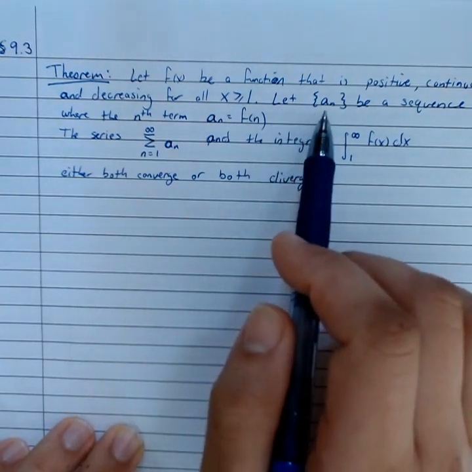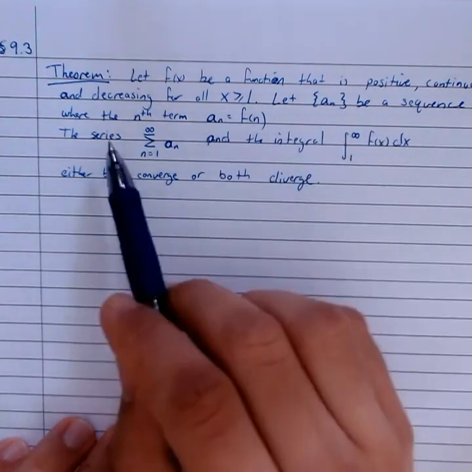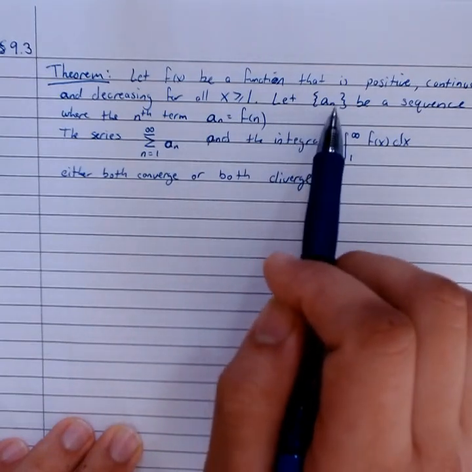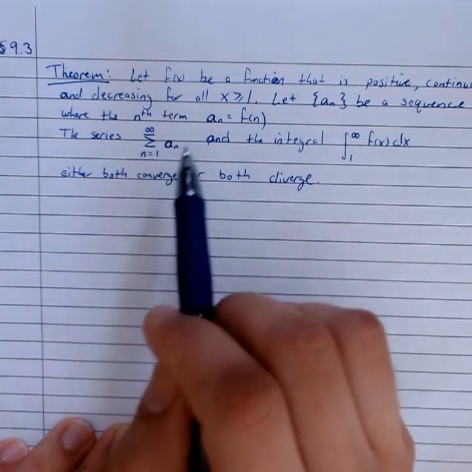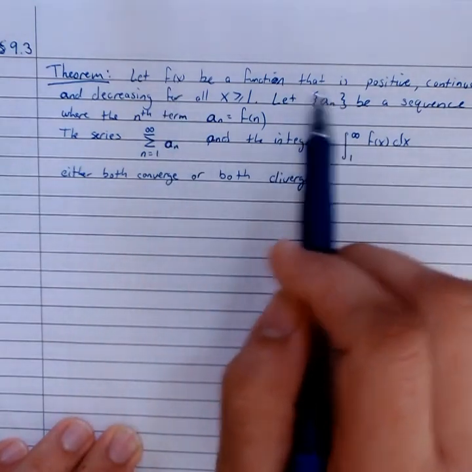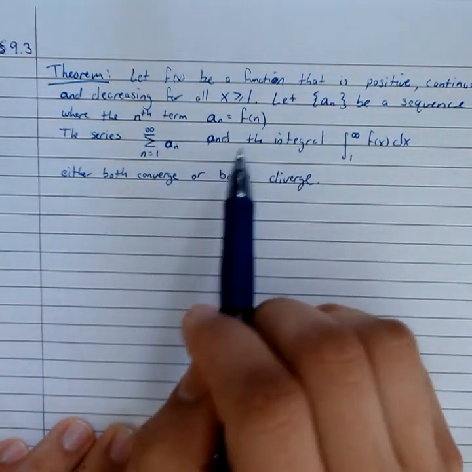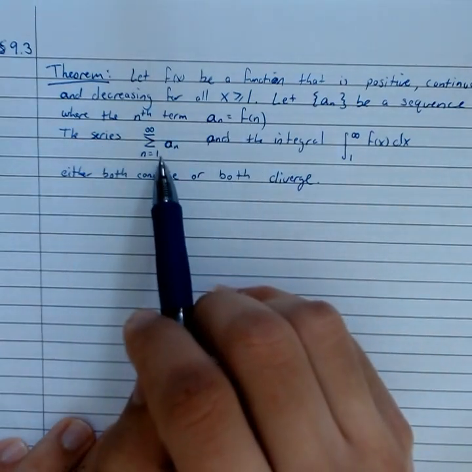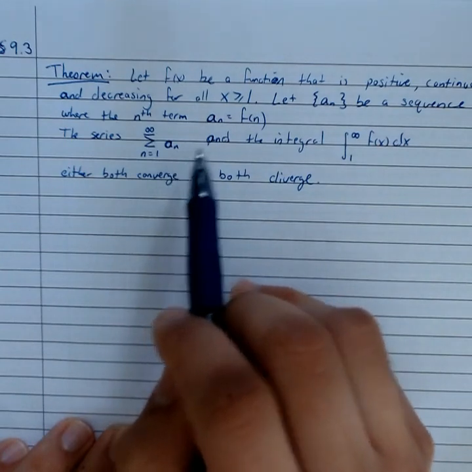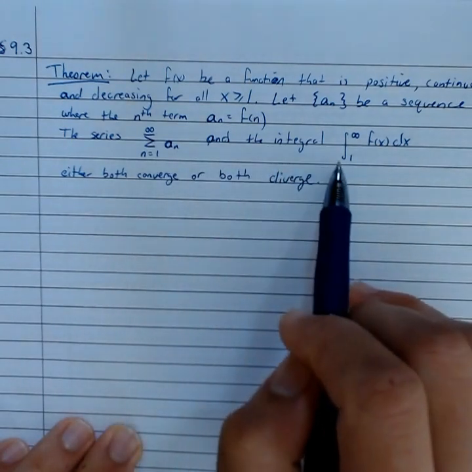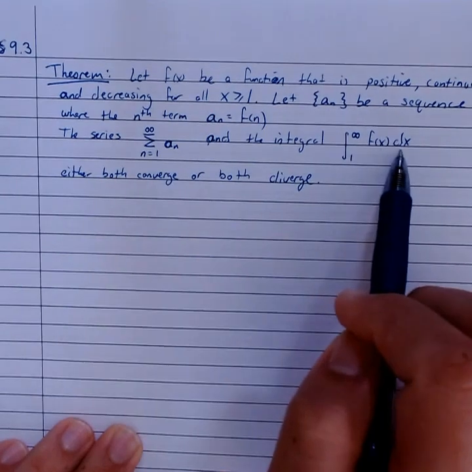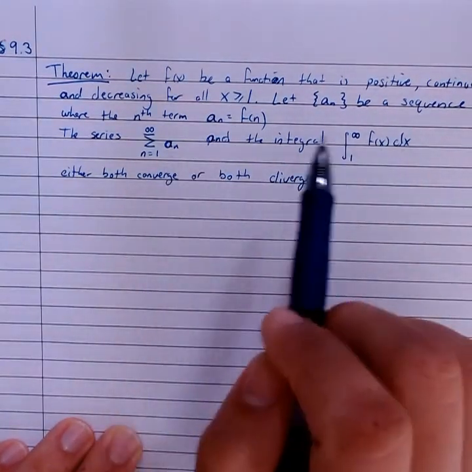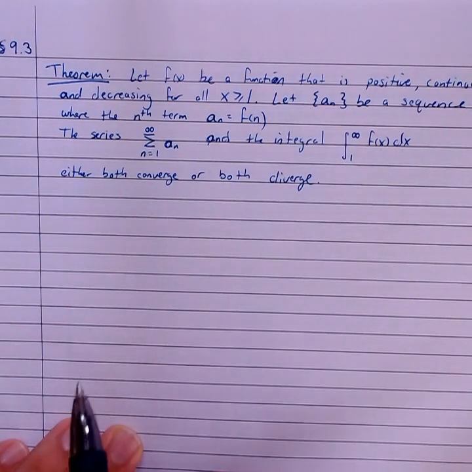Now, let the sequence a sub n be a sequence where the nth term is given by f of n. So if you want the first term of the sequence, plug in 1 into your function. You want the 10th term of your sequence, plug in 10 into your function. So here, the series as n goes from 1 to infinity of a sub n, and the integral from 1 to infinity of f of x with respect to x, either both of those are going to converge, they're both going to give you an answer, or they're both going to diverge.